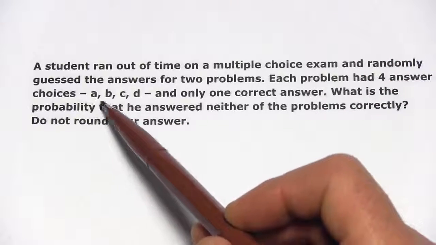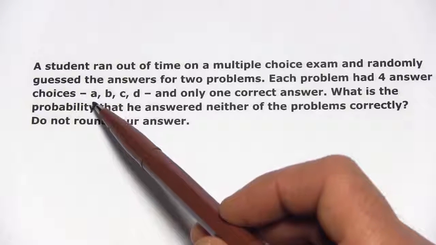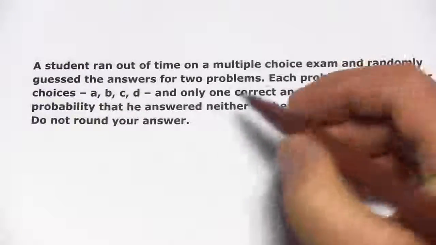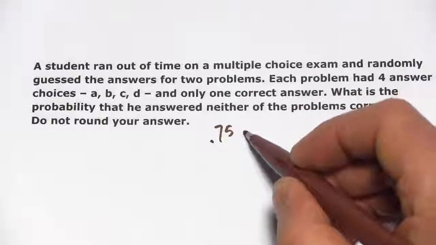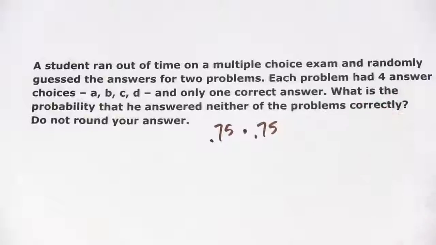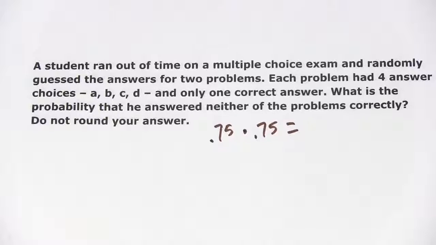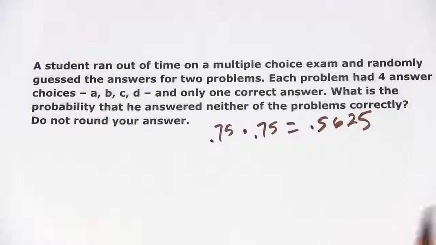Well, if there's only one right answer out of 4 choices, the probability of getting the right answer is 1/4 or 0.25, which means the probability of getting the wrong answer is 0.75, or 3 out of 4. So 0.75 for getting the first one incorrect, and 0.75 for getting the second one incorrect, and then we just multiply those together. And that is 0.5625. So that's a little bit of work with the probability of independent events.